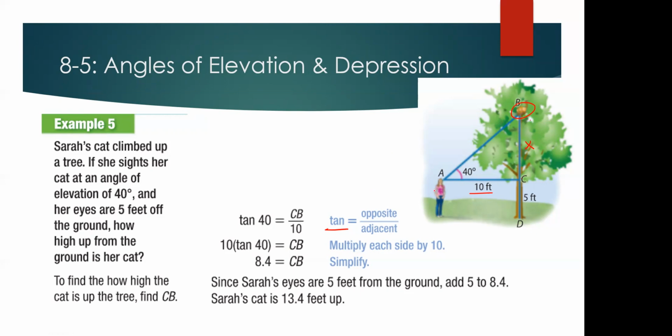So that means the length of this is equal to 8.4, but it wants the distance from the ground all the way to the cat. So you would have to add the 5 to the 8.4. So her cat is 13.4 feet up.